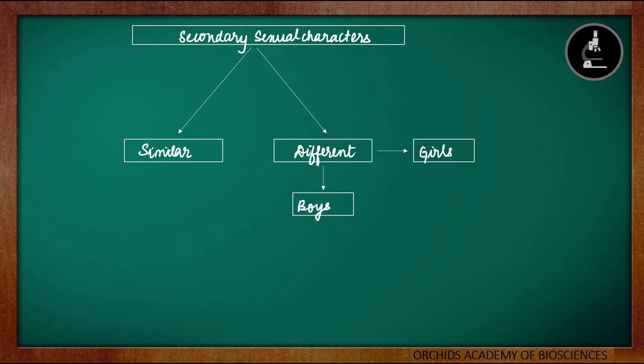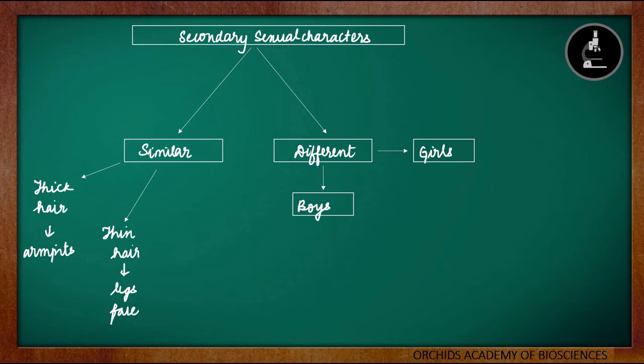Some similar secondary sexual characters seen in both boys and girls are thick hair growth in armpits and thinner hair growth on our legs, arms and face. So we can see some thinner facial hairs and hair on legs and some thick hair growth in our armpits, and this can be seen in both boys and girls. Another similar character seen in both boys and girls is that the skin becomes oily as well as develops pimples. So these are a few characters which can be seen generally in both boys and girls.